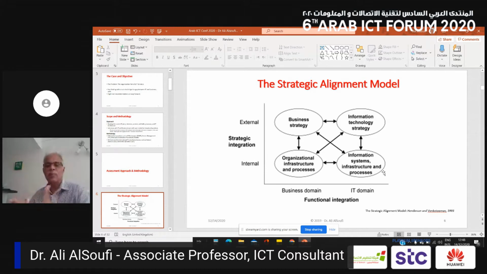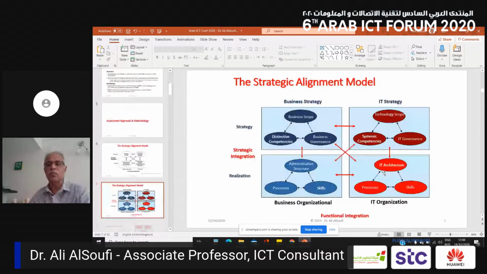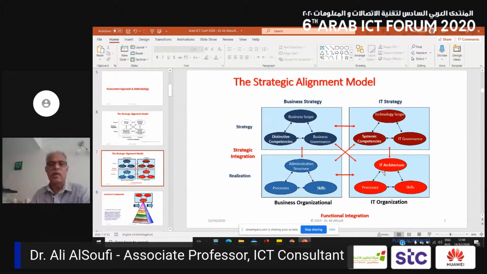Let me blow up these four bubbles into more detailed ones. I'm going to drill down as I move on. My focus will be here, on the IT strategy and how it is realized through IT architecture, the processes, and the skills. You need to look into all three, and they have to be well balanced so that you can drive the IT organization to support the business. Let me blow this up further. I'm going to look into the southeast box and blow it up again.